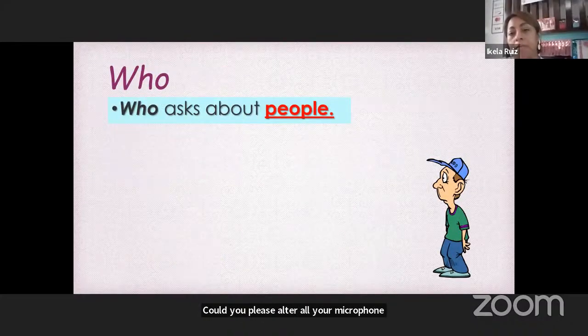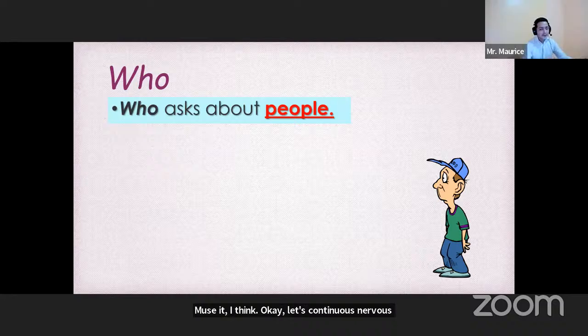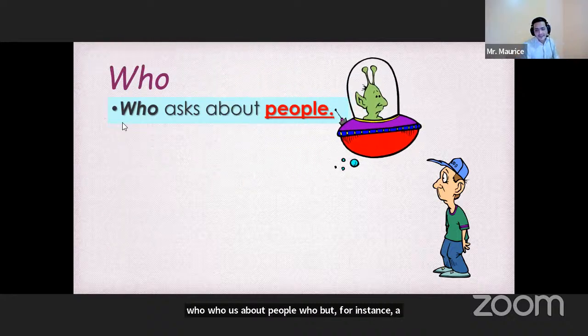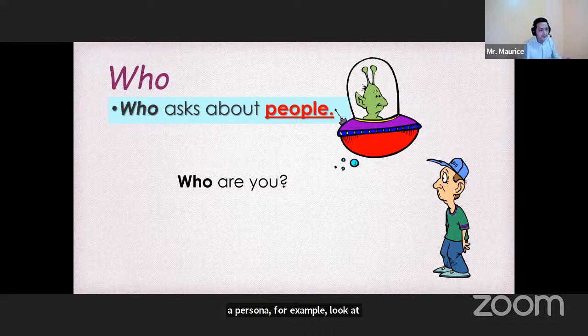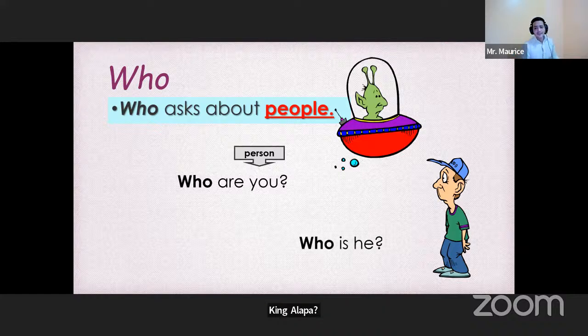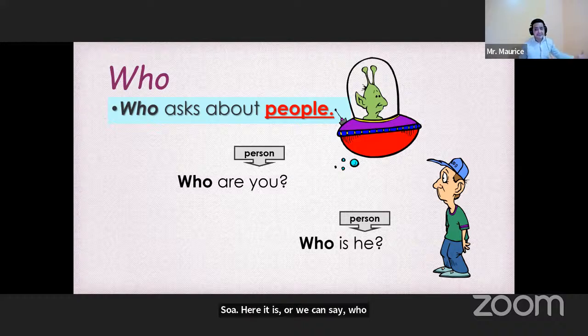Una vez más, repasemos. Who. Who is about people. Who, referencia a personas. For example, look at this. Who are you? Who. ¿Quién? A la persona. ¿Quién eres? Or we can say, who is he? ¿Quién es él? Who at the beginning of the question for information.